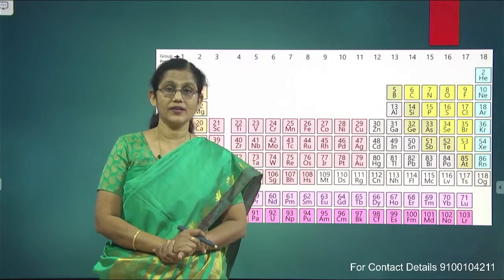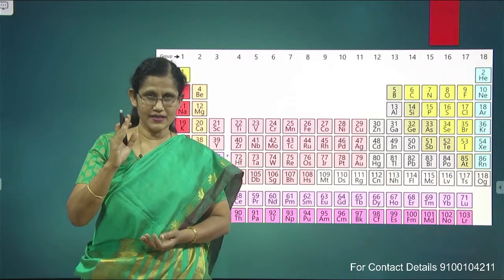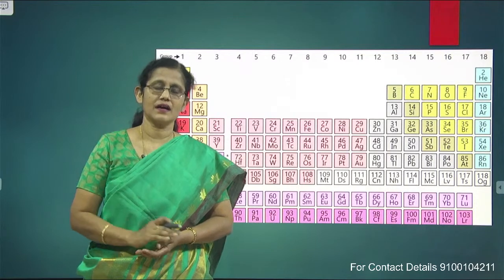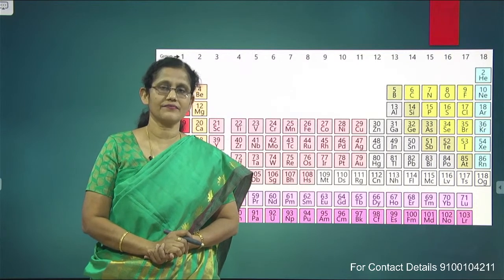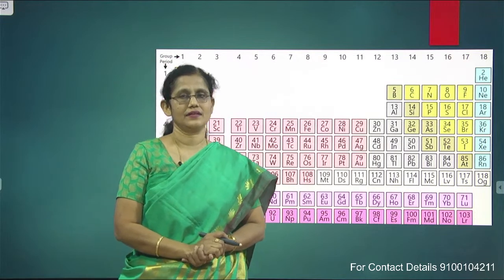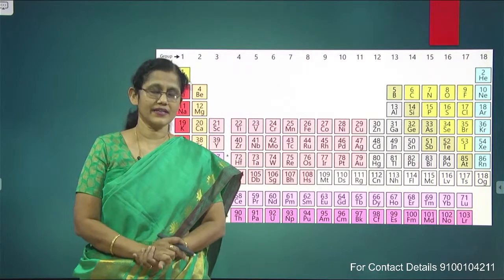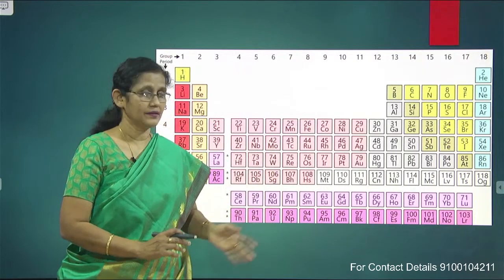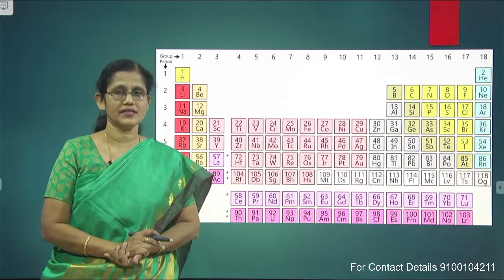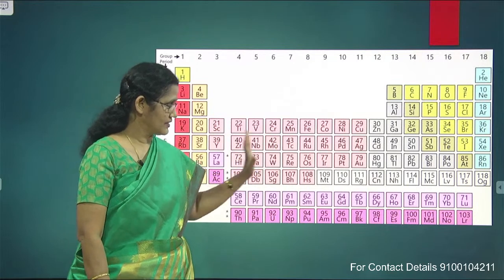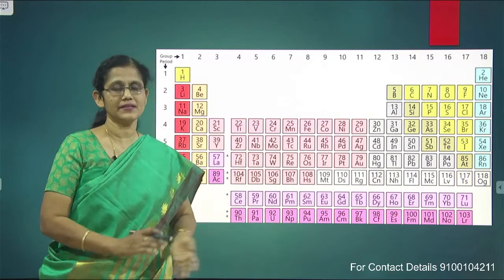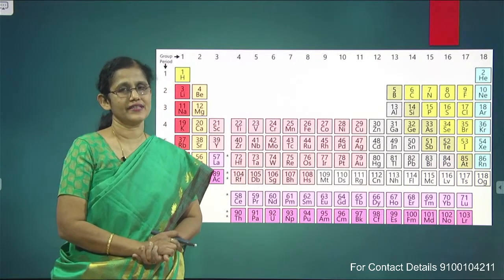What is the modern periodic law? The physical and chemical properties of elements are the periodic functions of atomic numbers. Atomic numbers depend upon electronic configuration, right. So, in this table, Bohr gave the modern periodic table. Elements are arranged in the increasing order of atomic number or electronic configuration, right.